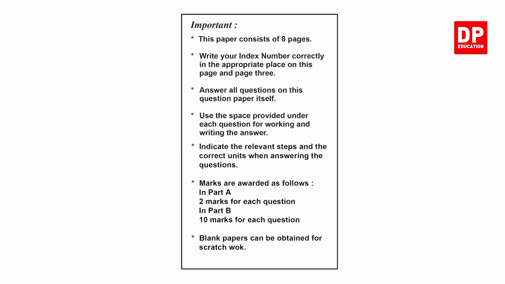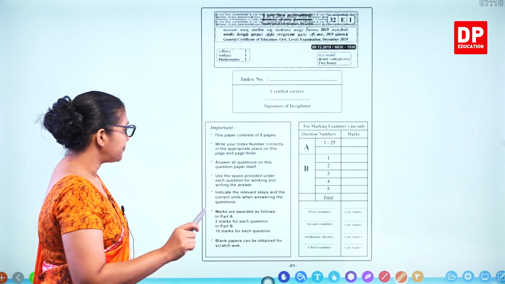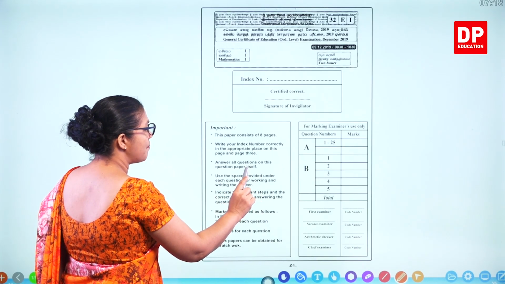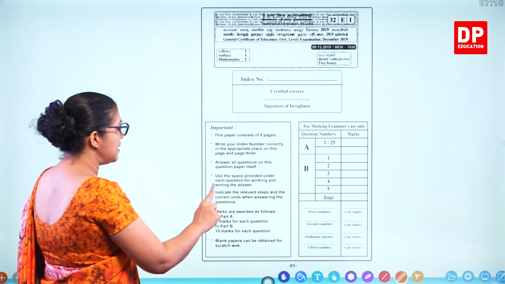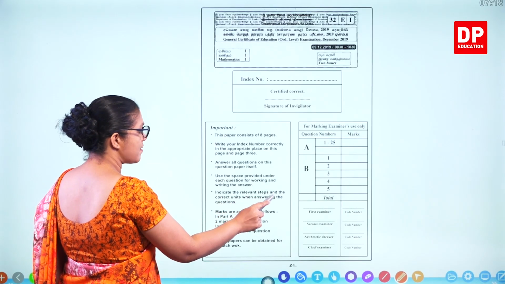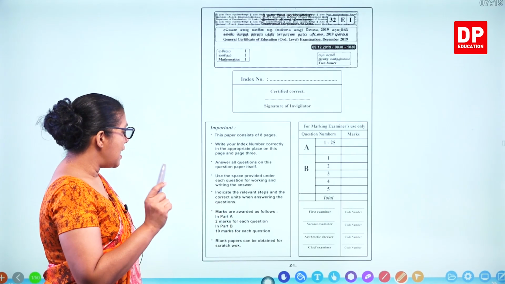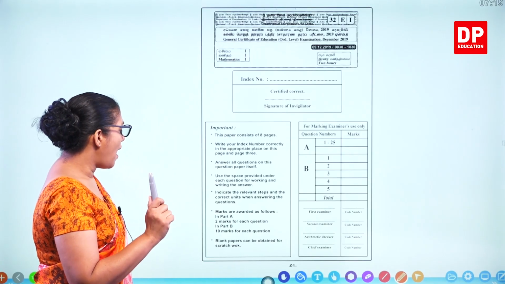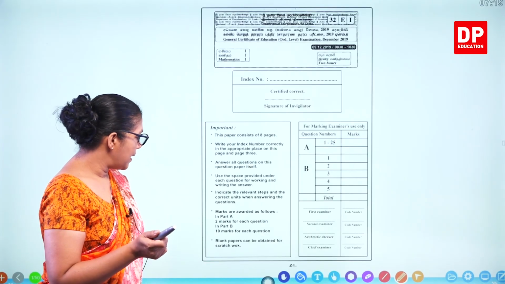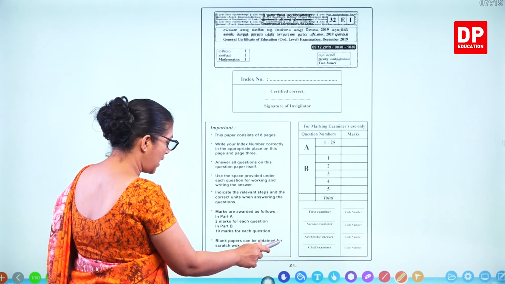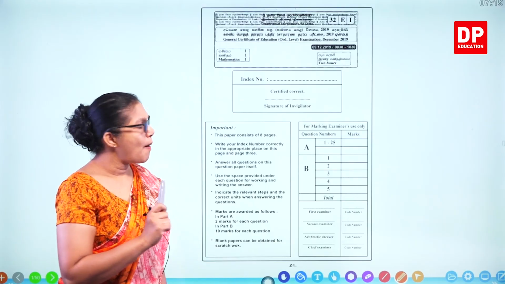Answer all questions on this question paper itself. So spaces are given and you have to answer there. And it says each question here, space provided under each question for working and writing the answer. Indicate the relevant steps and the correct units when answering the questions. And marks. 2 marks for each question in part A, and in part B 10 marks for each question, and you get 5 questions in part B. Blank papers can be obtained for scratch work. So only for scratch work you can ask for blank papers.